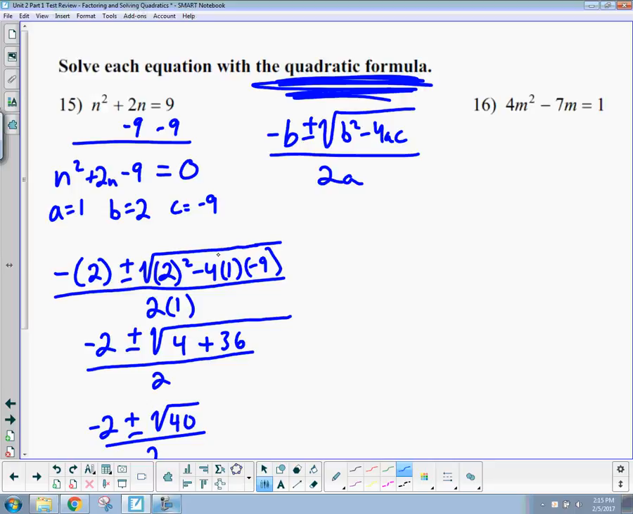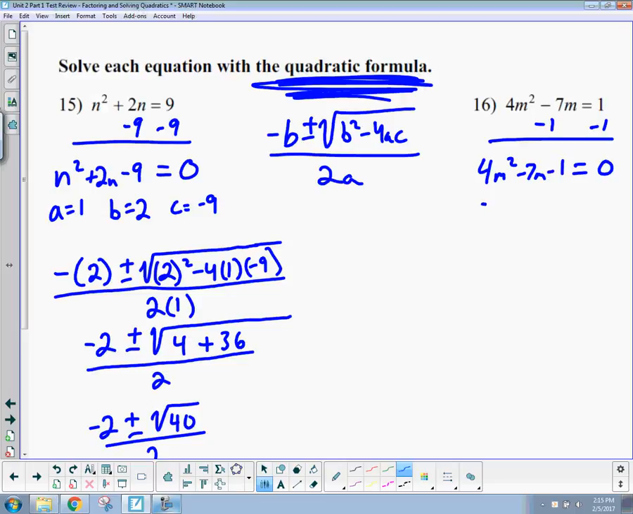Again, make the side equal 0, so we're going to subtract 1, subtract, oh boy, let me just try that again. Subtract 1, subtract 1. Again, nothing's like terms. 4m squared minus 7m minus 1 equals 0. A is going to be 4, B is going to be -7, and C is going to be -1.